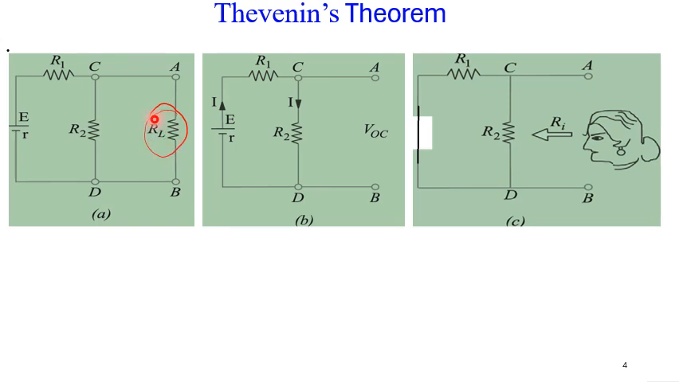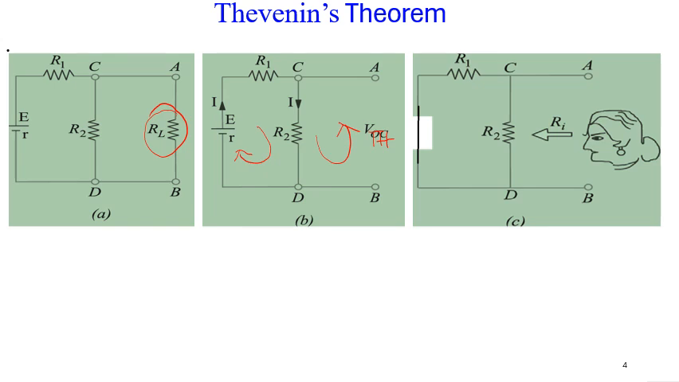After removing the resistor from the circuit, we get our figure here. We've removed it and named the terminals VOC or VTH. Let me name it VTH. After naming it VTH, we will now calculate VTH. So how do we calculate VTH? We can perform KVL here and also perform KVL here.